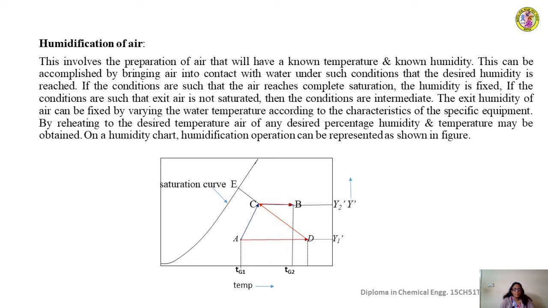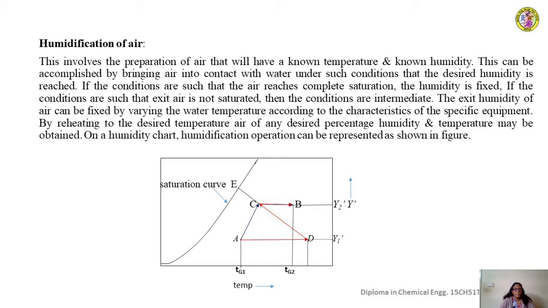So for example, if you want to carry out some kind of reaction in a space where the humidity of air is required to be of a certain high value, then you have to prepare the air in that space to have the required humidity and required temperature. For this purpose of humidification, we need to contact the air sample with water so that the desired humidity is reached by the evaporation of moisture.